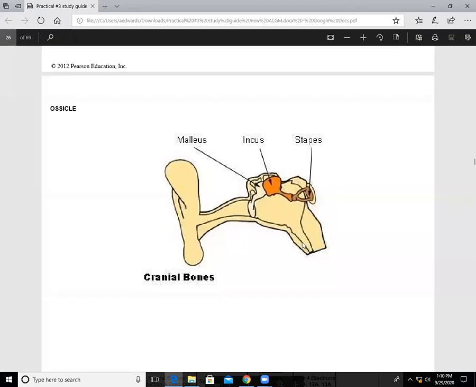All right, so in your ear canal, you've got three bones. You have the malleus, the incus, and the stapes. This station here in the middle, we've got some ear models where you can look at those. Those are the three bones of the ear canal. If you're going from lateral to medial, it's MIS: malleus, incus, stapes.